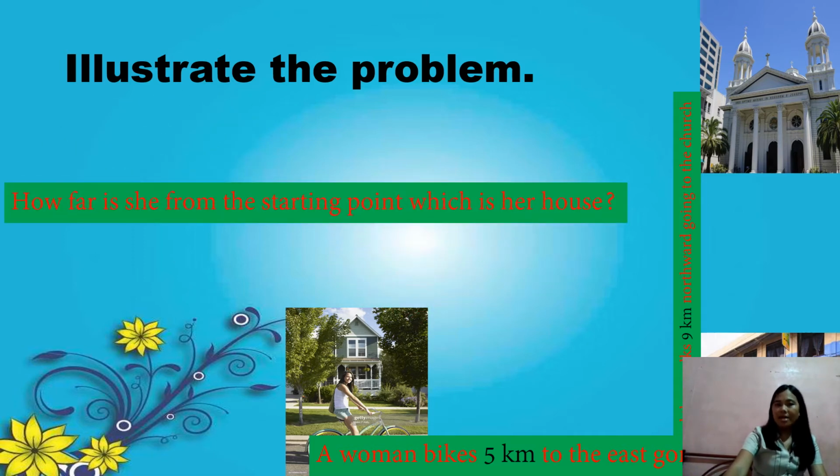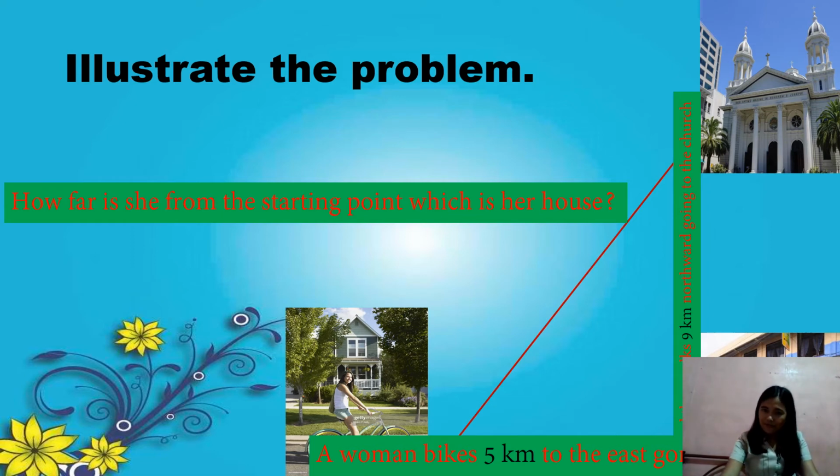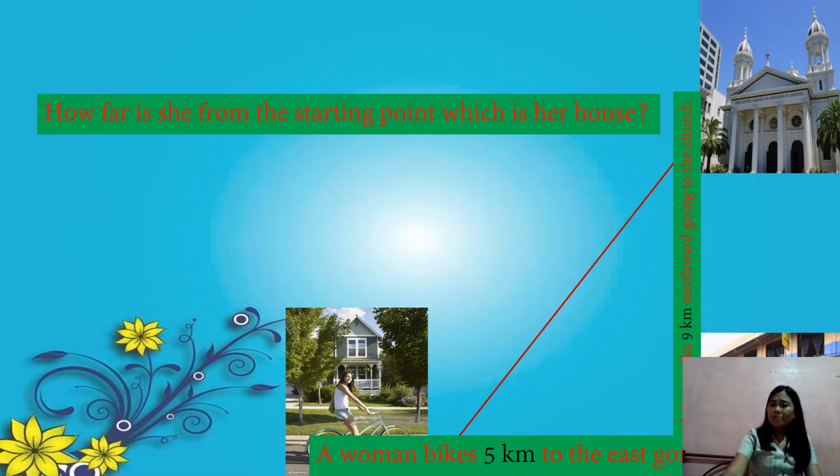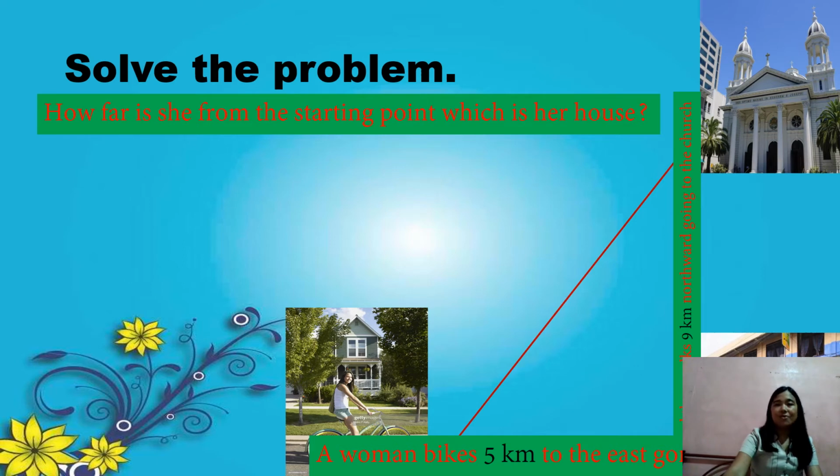And we are asked how far the woman is from the starting point, which is her house. So this problem is simply asking us the distance from the church to the woman's house, or from the woman's house to the church. If you have noticed, we have a right triangle in the illustration. Because we have illustrated the problem, it would be easy for us to solve it.